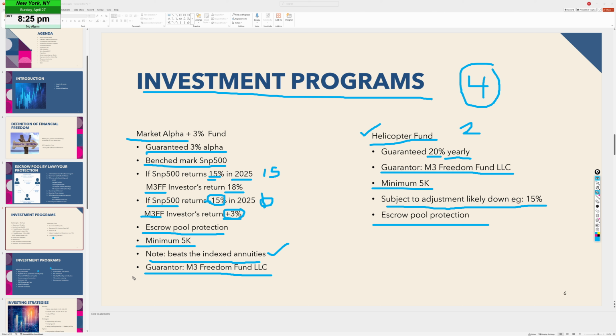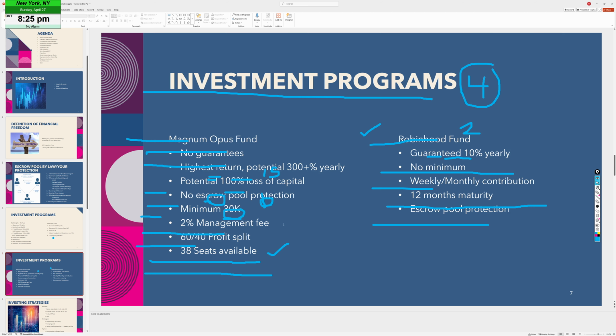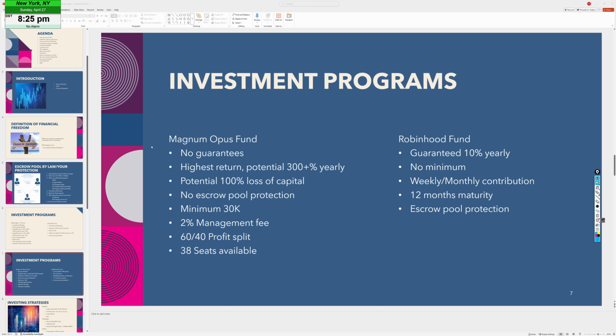So moving on to the next. So that is fund number two. Now we're going to go to fund number three. Okay, so this fund number three, we call it the Magnum Opus Fund. Okay, so what is that? That is a zero guarantee.